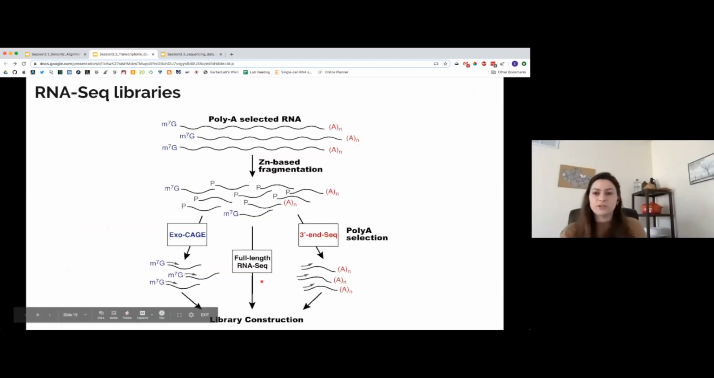So this is just to illustrate these 3 schemes. You start from poly A selected RNA for all 3 of them, for example, and you get fragmented RNA, of which you can then select either the 5' end based on biotinylation of the cap, or you can select the 3' end based on oligos against the poly A. And you can also sequence the full length, which will capture all of these regions of the transcript.